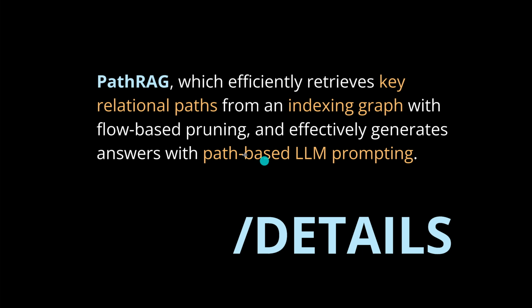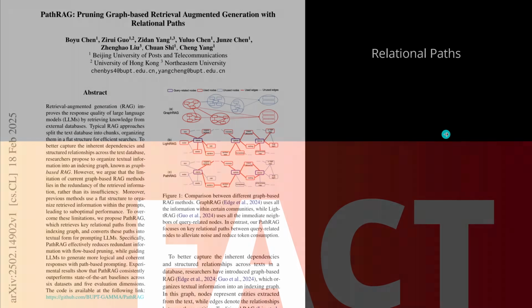So you see, PathRAG is a methodology which effectively retrieves key relational paths from an indexing graph we built from a text database with a flow-based pruning methodology, and this effectively generates your answers with a path-based LLM prompting optimization. Isn't this beautiful? Okay, so let's come to the hard facts now.